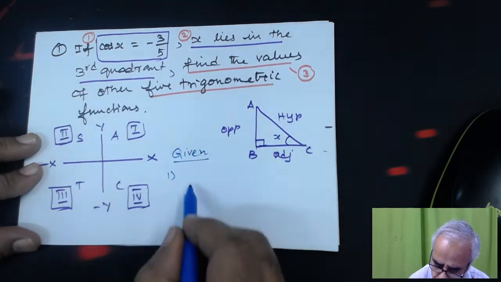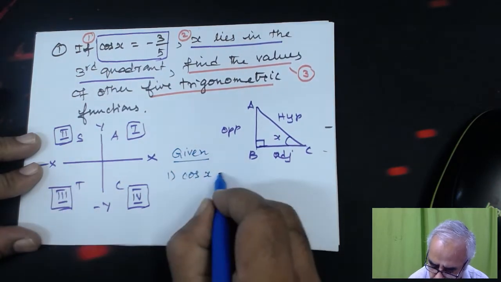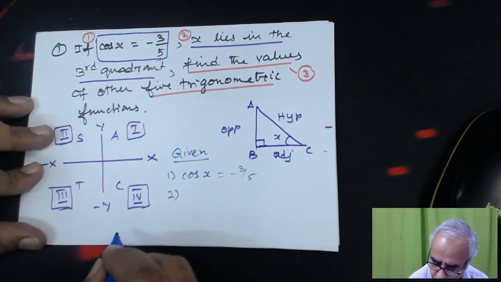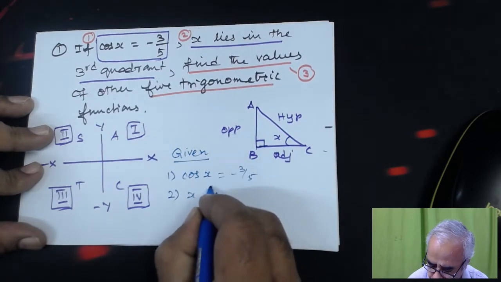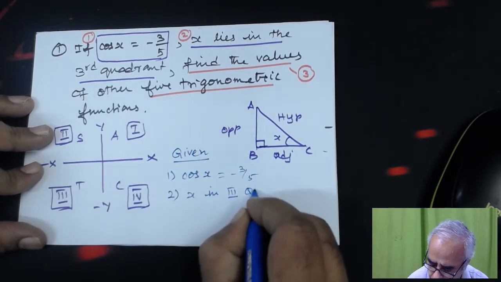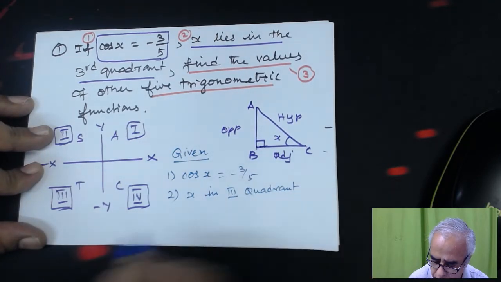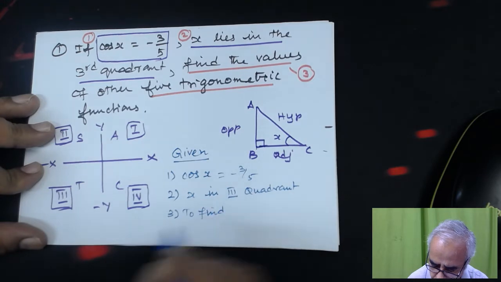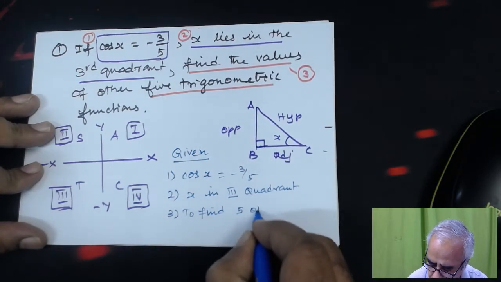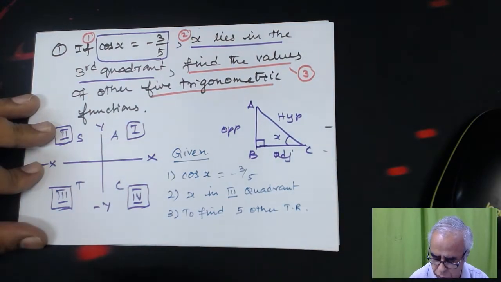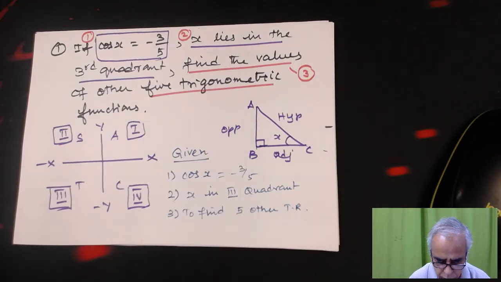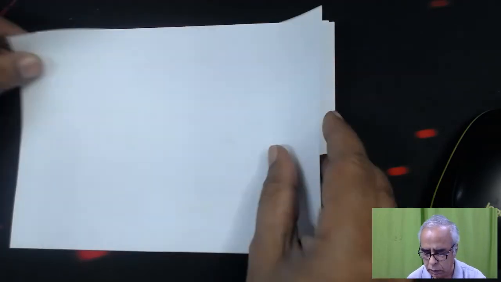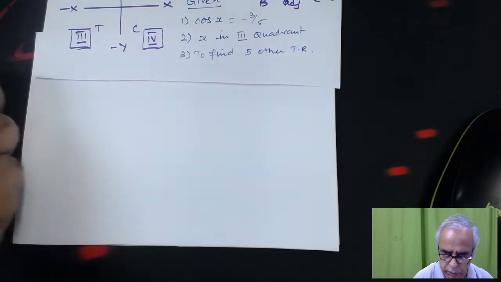First point, cos x is equal to minus 3 by 5. Second point, x in the third quadrant. And to find, we are supposed to find 5 other trigonometric ratios. Okay, so this is the problem. Now let us proceed. Have you noted down? Right. Now, based on the given parameters, let us proceed.